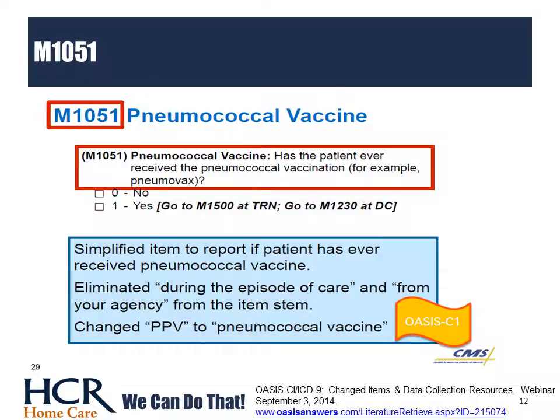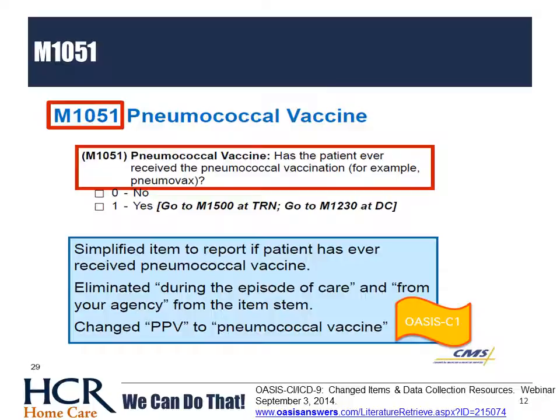The next question, which has been modified in C1 for the better, is the pneumococcal vaccine. The intent of this question has always been to document if the patient has ever received the pneumococcal vaccine. The way this item was previously worded made the intent less clear than was ideal. Now, with OASIS C1, the intent is much more clear. Some confusing terms have been removed, such as during the episode of care and the abbreviation PPV. The question has been reworded to ask, has the patient ever received the pneumococcal vaccine, for example, Pneumovax?